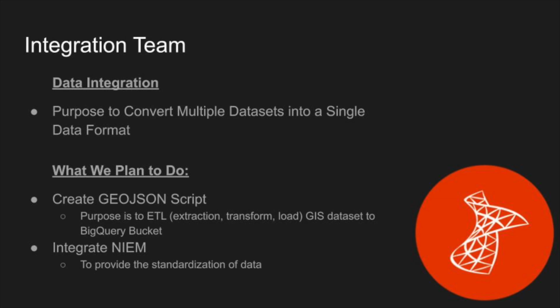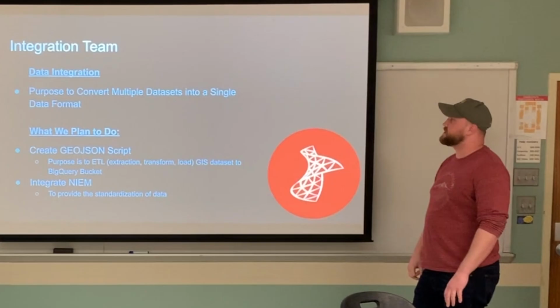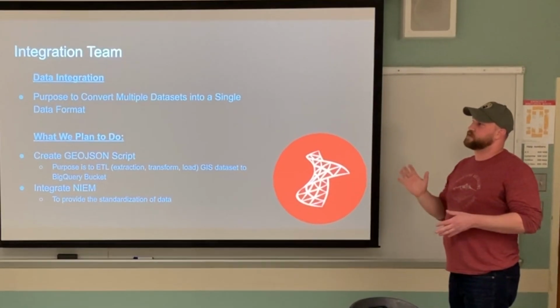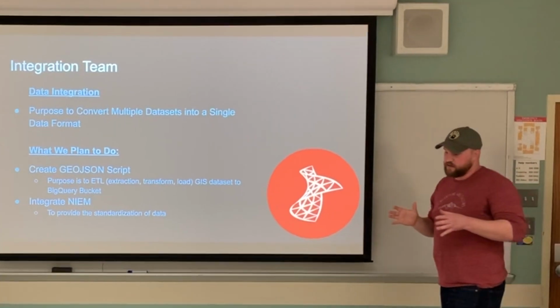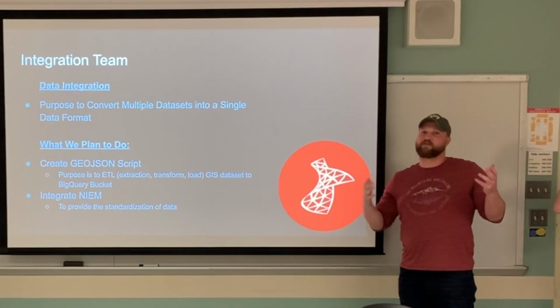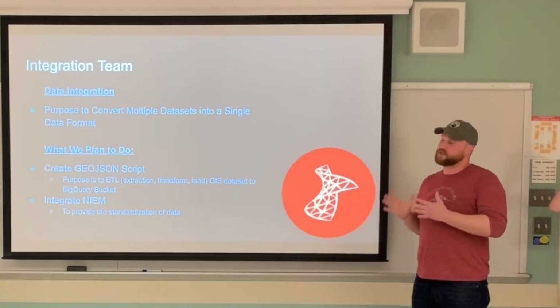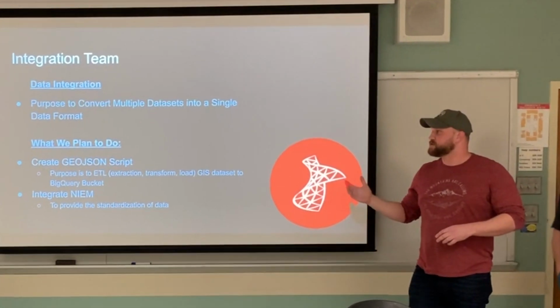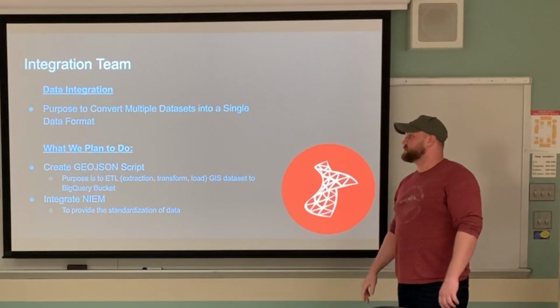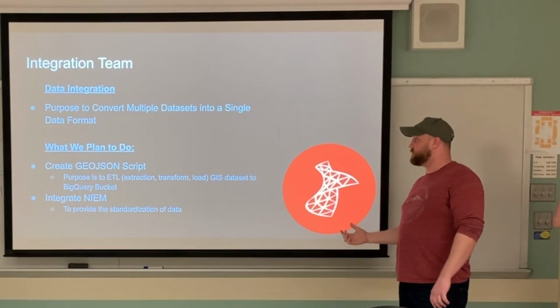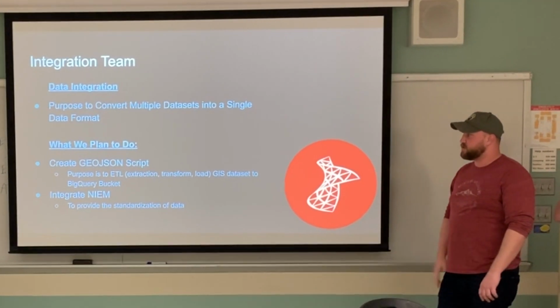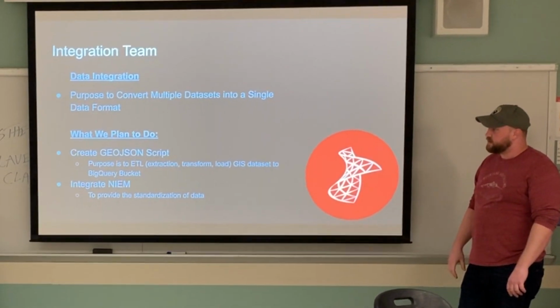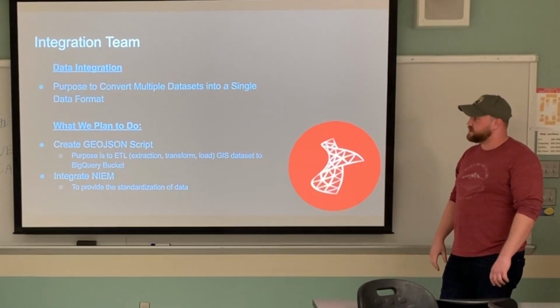Integration team, what we did: data integration, its purpose is to convert multiple data sets into a single data format. Like they were saying, the information is coming in from different places and we need to convert it to one single format. What we plan to do is create GeoJSON scripts to extract, transform, and load the GIS data set to BigQuery, and then integrate with NIEM to provide the standardization.